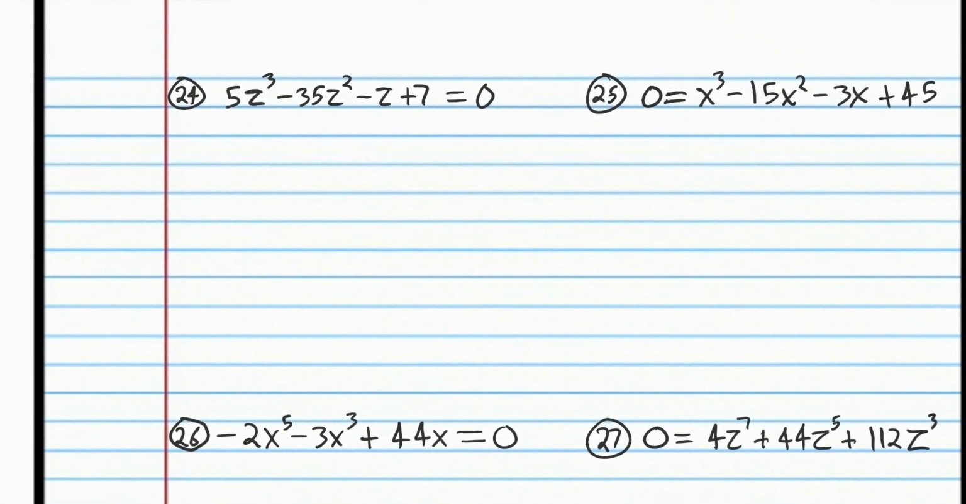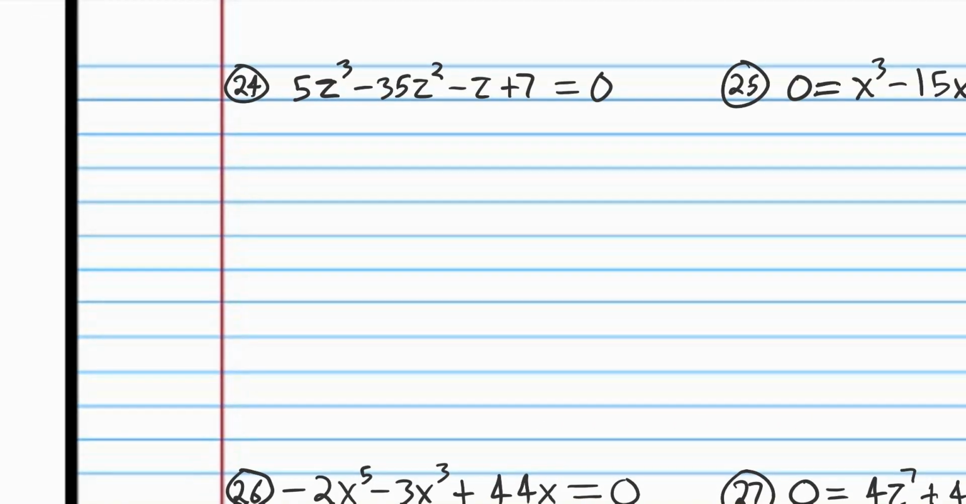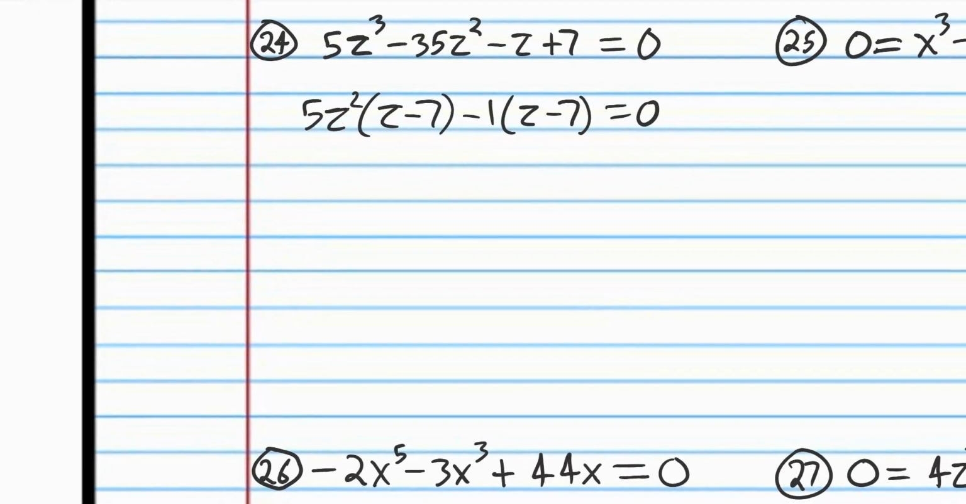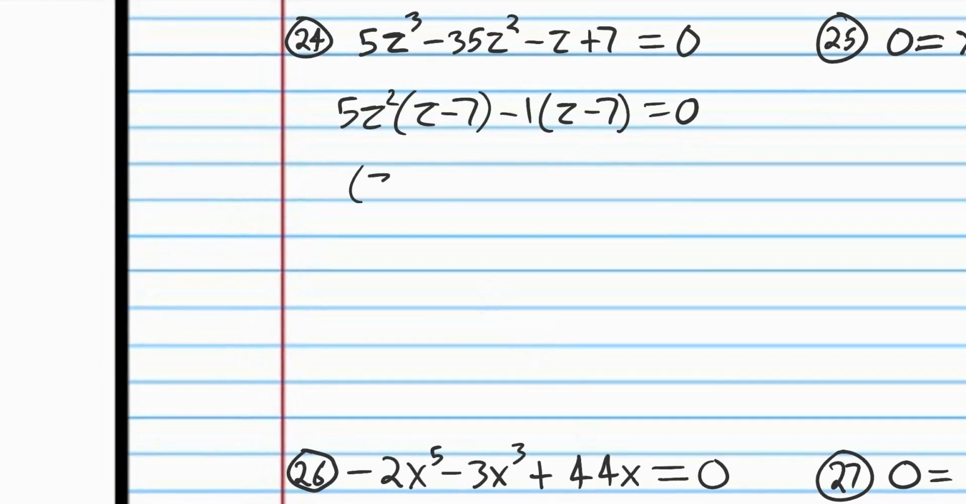So in number 24, you're going to have to factor out a negative here. So let's just do this one together. We're going to factor out a 5z squared and a negative 1. And that looks correct. So then we factor out a z minus 7 from both terms, and we're left with 5z squared minus 1. Now something different is going to happen here. This is going to be slightly different from what we were doing before.